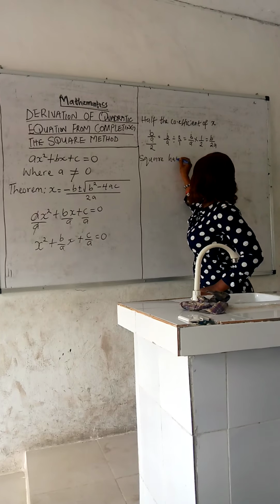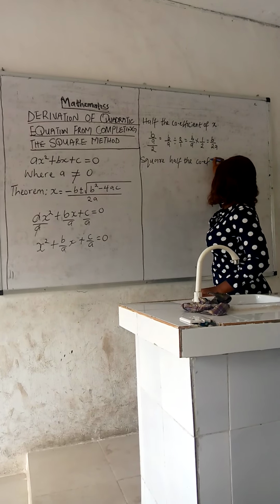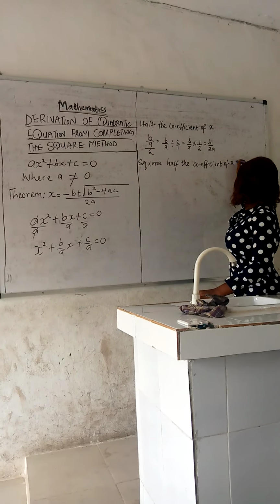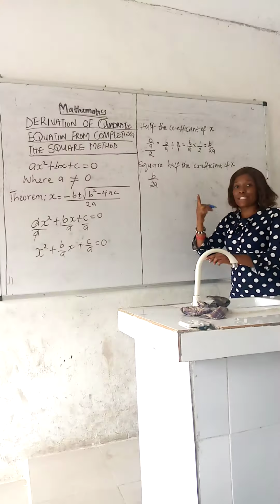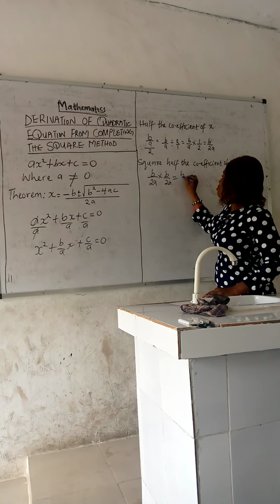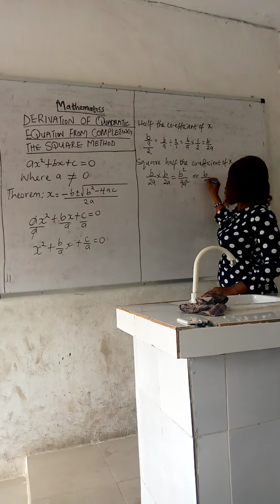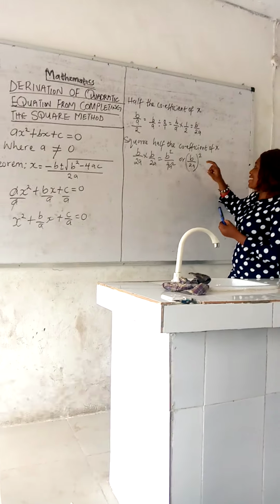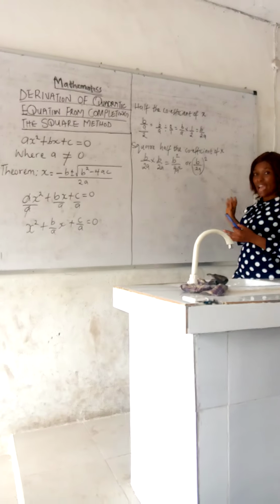Square half the coefficient of x, which is b over a. Square means multiply it twice by that same number, b over 2a times b over 2a, which is b squared over 4a squared. Or you can just put b over 2a squared. Now I want to add this thing that we have got to both sides, to the left hand side and to the right hand side.